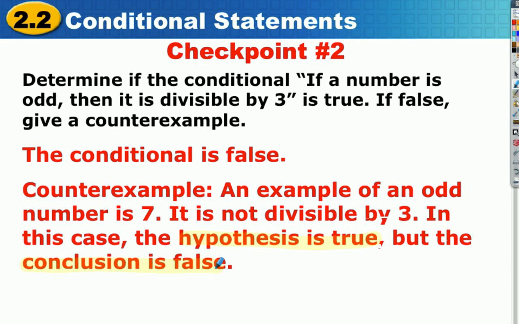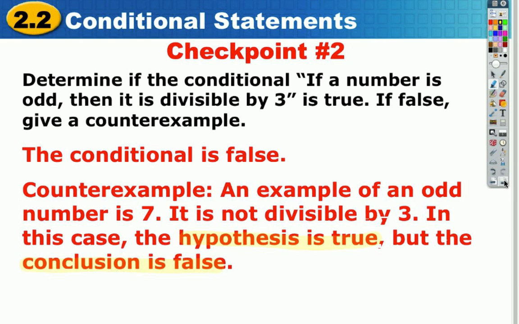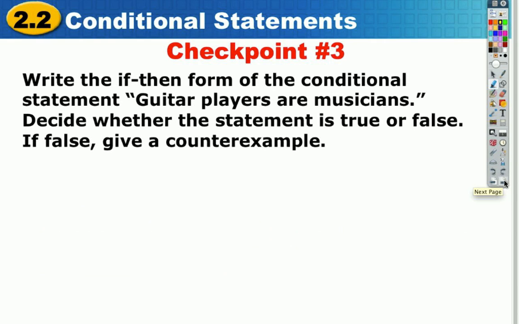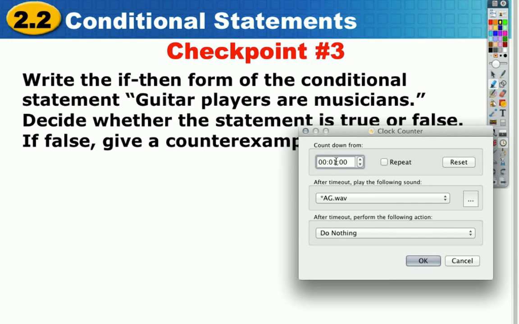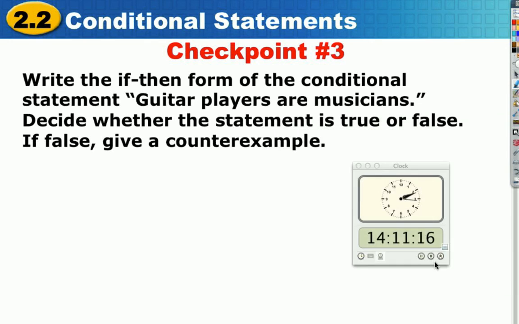We're going right into checkpoint number 3, and we're bringing everything together. First, you're going to write the if-then form of the conditional statement. Then you're going to decide the truthitude, and then you're going to give the truth value. Then you're going to give a counterexample if you think it's a false statement. Okay? So you've got another 2 minutes, but remember, you have to write the if-then form first.